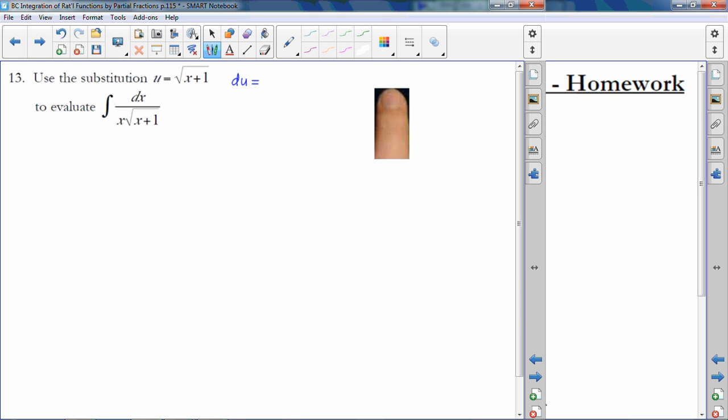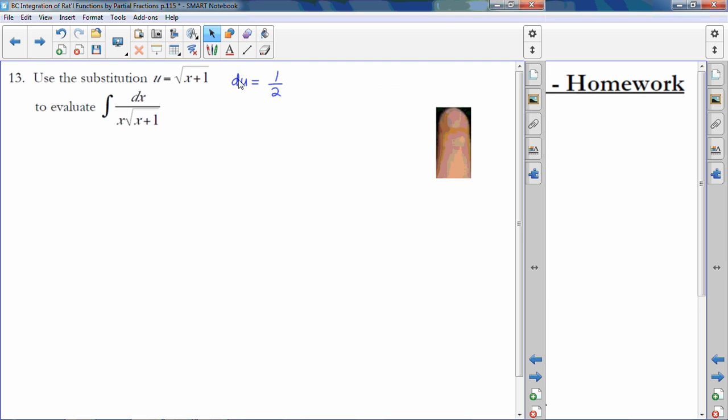Because this is x plus 1 to the 1/2 power, I'm going to bring the 1/2 power down, and then I'm going to leave the inside alone, reduce the power by 1, and then take the derivative of the inside, but that's just 1 dx. So that really turns into 1 over 2 square root of x plus 1 dx.